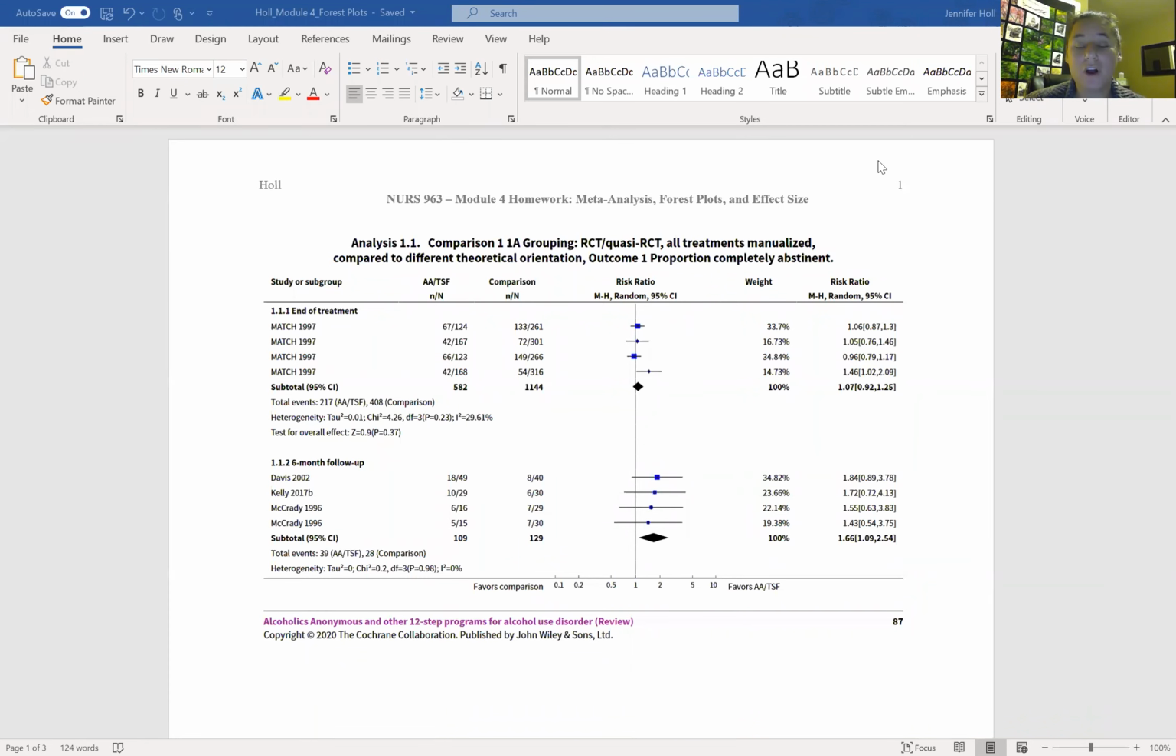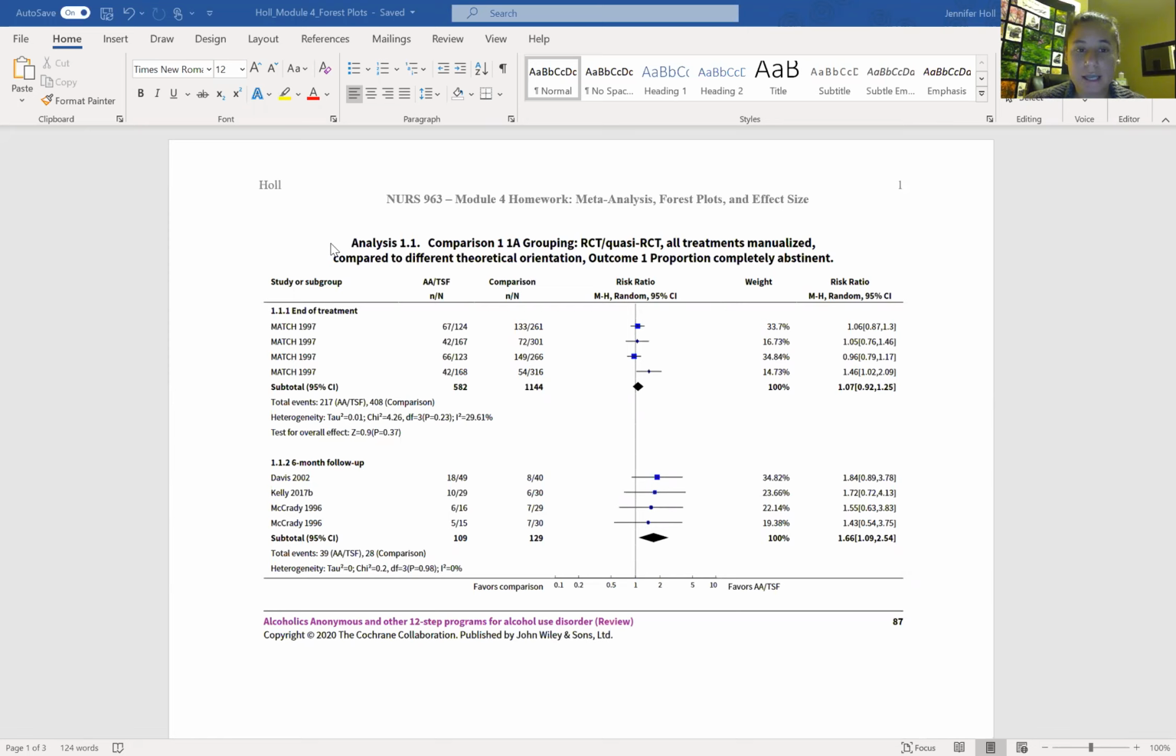Hello, my name is Jennifer Hall, and this is a short little video on how to read and interpret a forest plot. So here you see we have two forest plots that were taken from a Cochrane systematic review, and this particular systematic review is Alcoholics Anonymous and Other 12-Step Programs for Alcohol Use Disorder, and that was a review conducted by the Cochrane Collaboration in 2020.